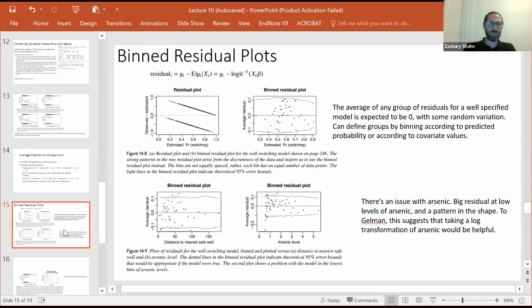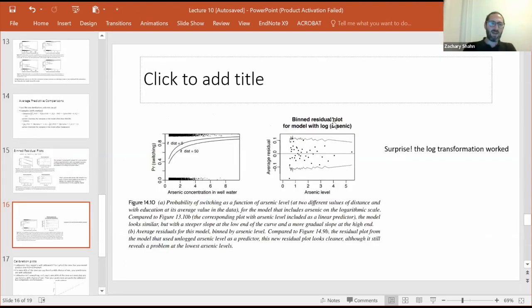I wouldn't have realized it, but inspired by the irregularity in the residual plot, he did a log transformation of arsenic and refit the model with log arsenic. And then the residual plot looked better. There's still this issue, but to a lesser degree with that residual, but there's no pattern anymore at all.